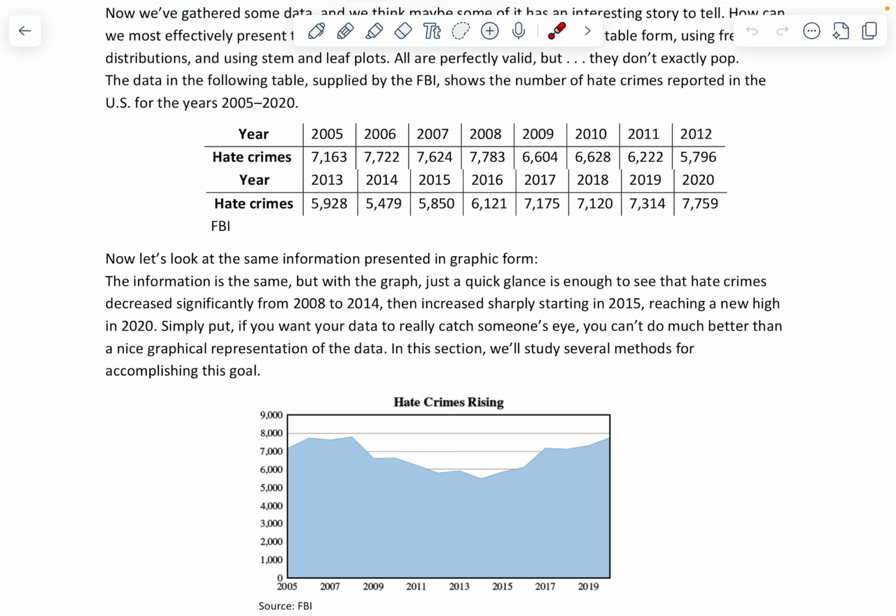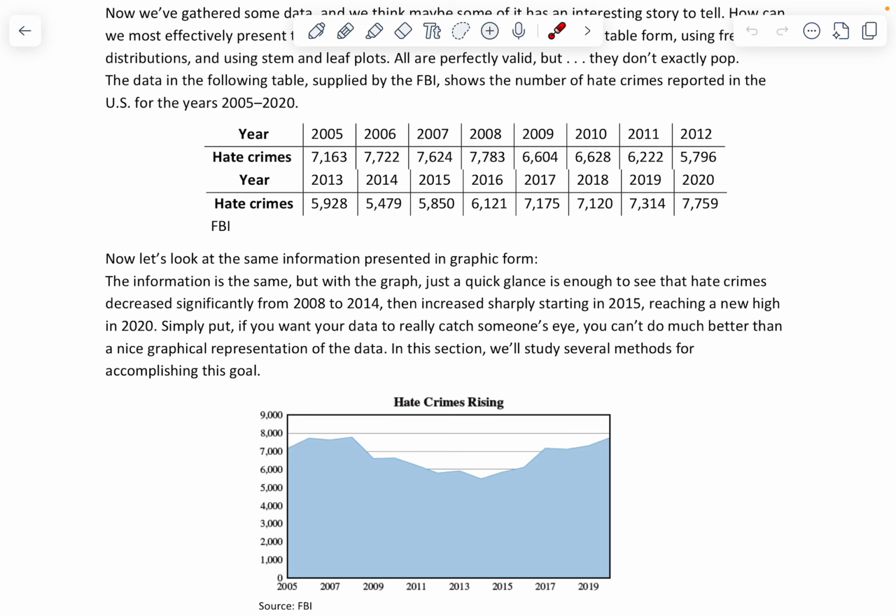So it makes it very easy to see trends. The information is the same, but with the graph, just a quick glance is enough to see that hate crimes decreased significantly from 2008 to 2014, right? But then increased sharply starting in 2015, reaching a new high in 2020.